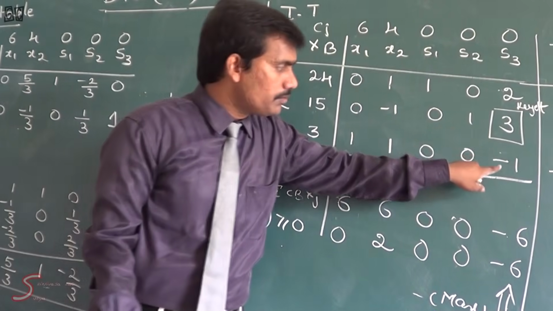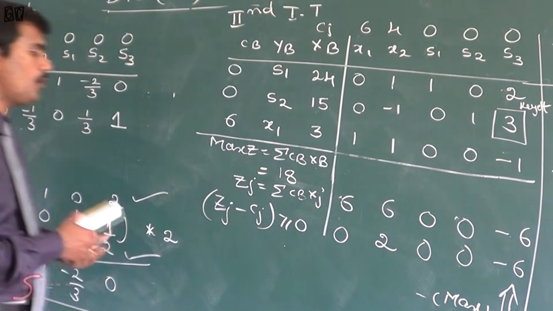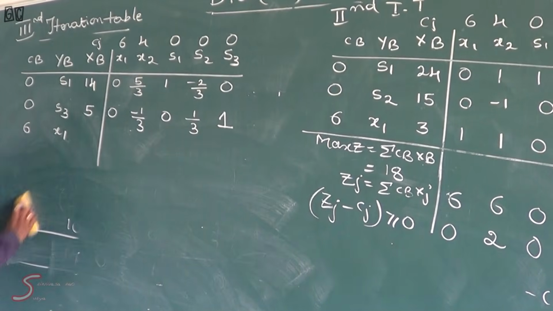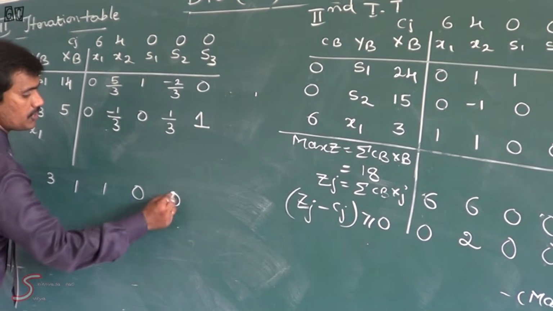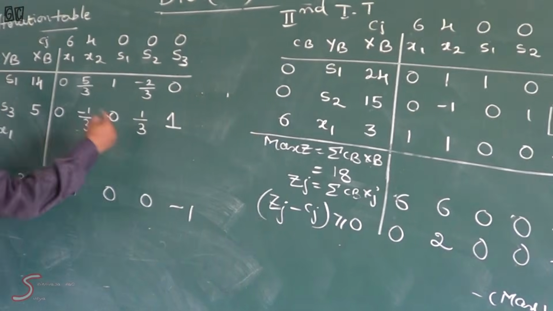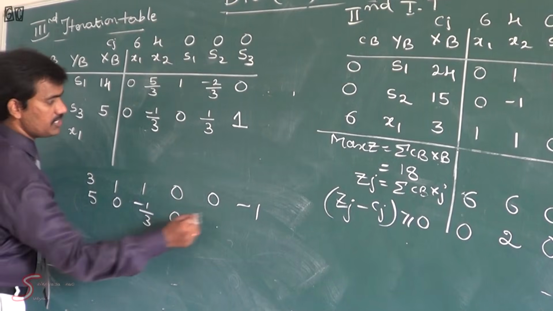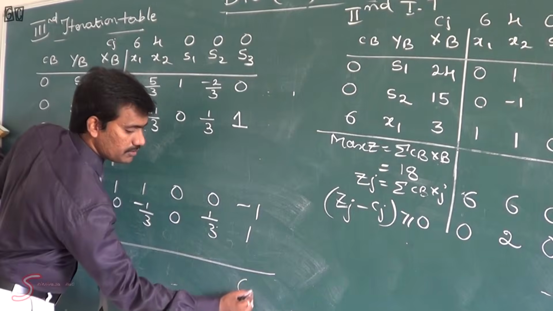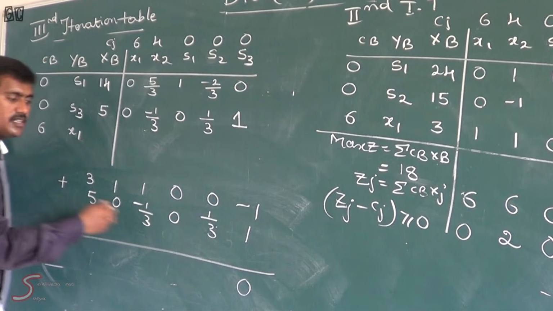Now we will move on to make this minus 1 as 0. Now we have to consider this entire row in the rough sheet. All of you, so I am going to write that entire row. So we have to make that minus 1 as 0. That is, I am making 3, 1, 1, 0, 0, minus 1 with the help of the key row: 5, 0, minus 1 by 3, 0, 1 by 3, 1. Luckily, we have minus and plus 1. Simply, if you are going to add these two, obviously we can get 0.